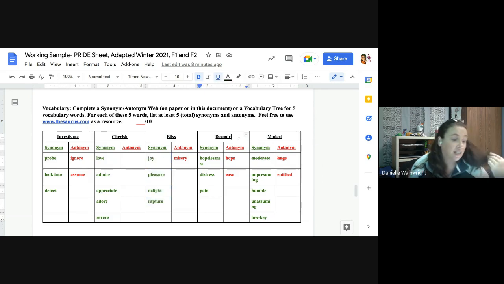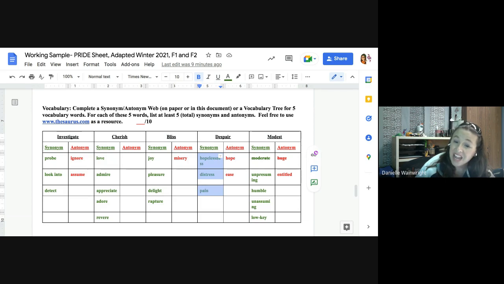Despair, she is in despair at some points because she keeps finding dead bodies and has to investigate them, and she doesn't really love that. So she's in despair. So antonyms for despair are hope and ease, and synonyms are hopelessness and distress and pain.